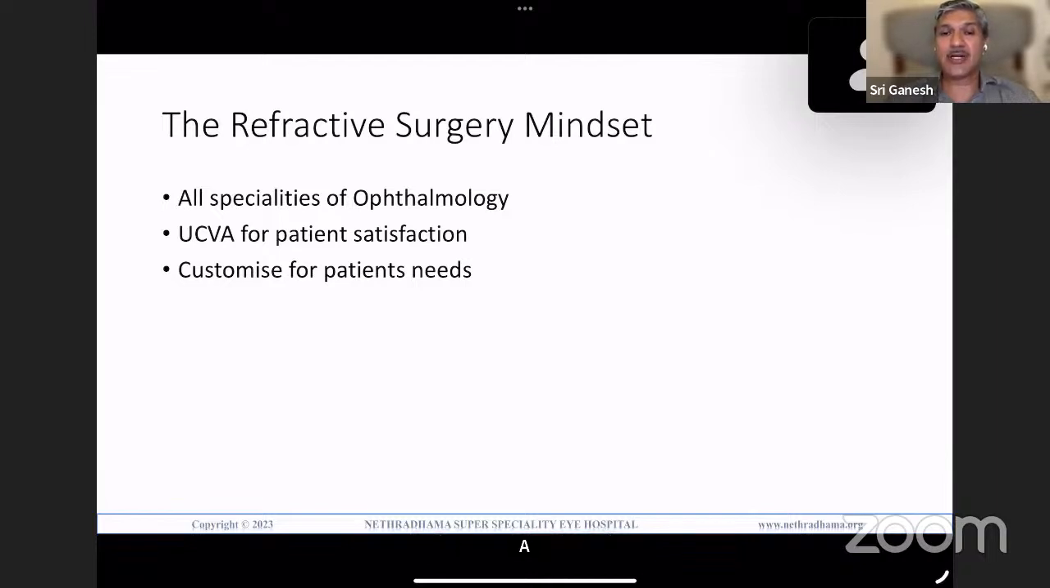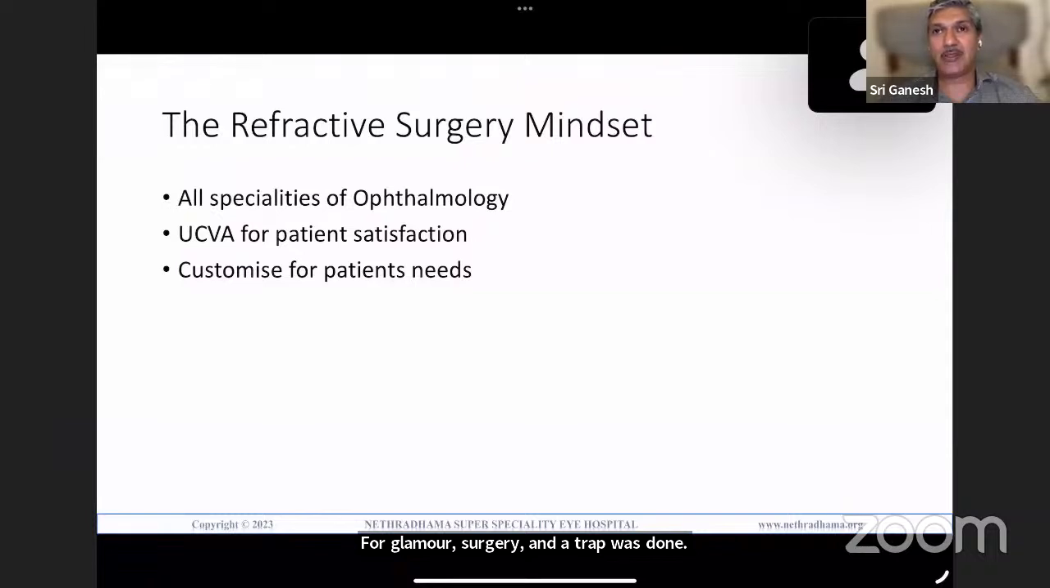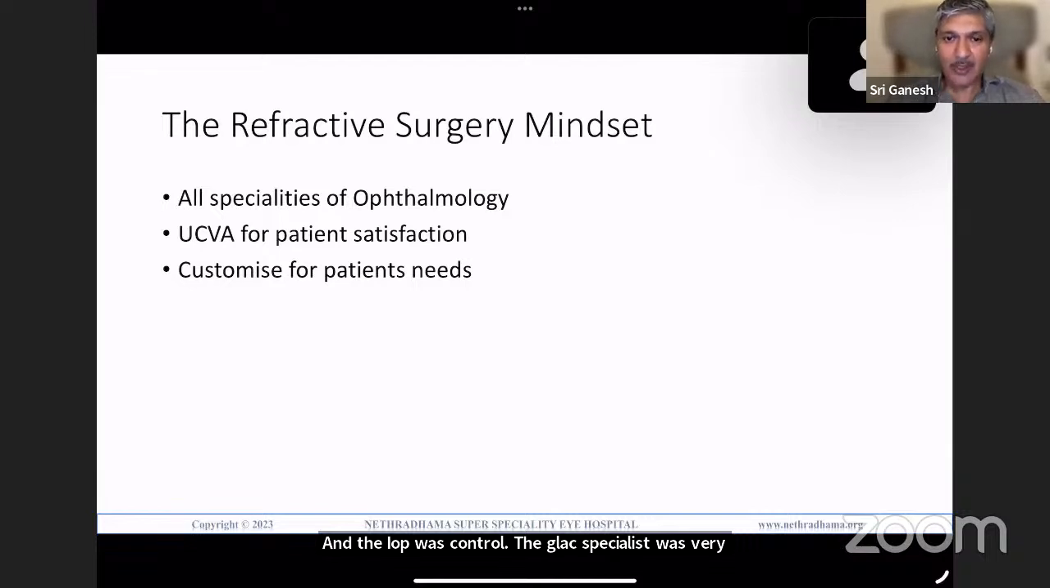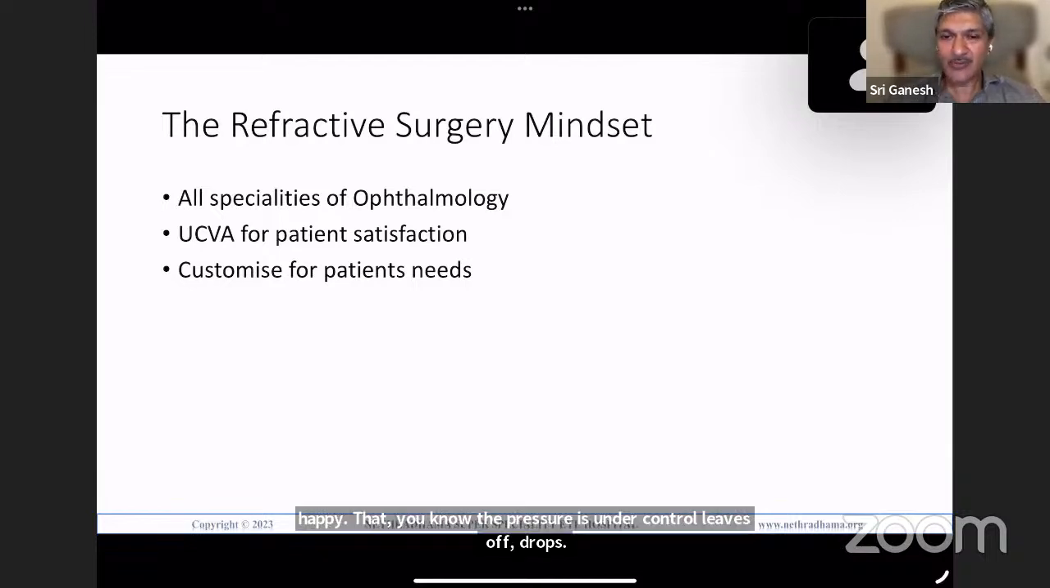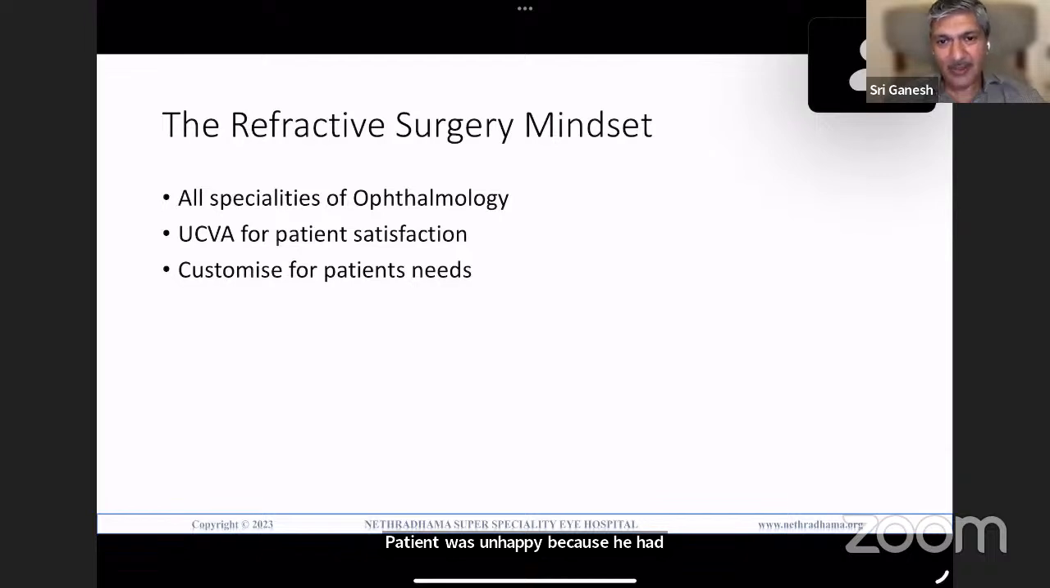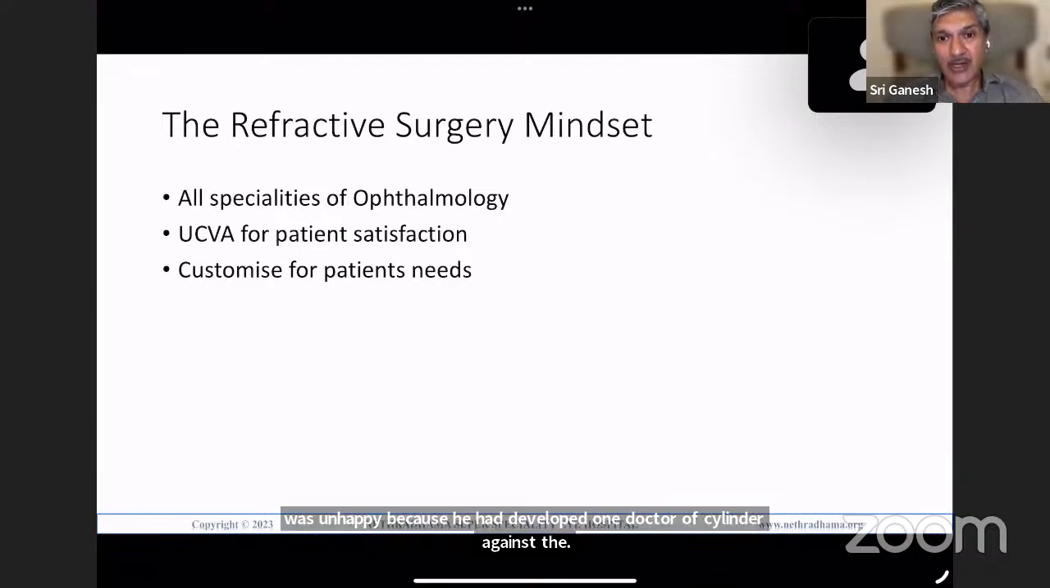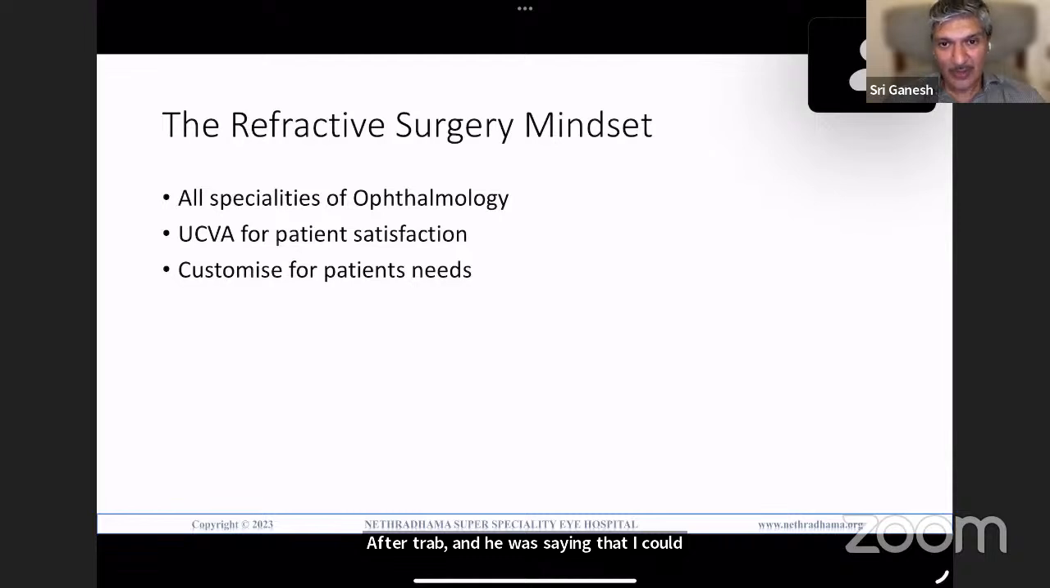Because sometimes, in different specialties, they don't look at this. I'll give you an example of a patient who had glaucoma. He came in for glaucoma surgery, and a trab was done. And the IOP was controlled. The glaucoma specialist was very happy that the pressure was under control. He's off drops. The patient was unhappy because he had developed 1 diopter of cylinder against the rule after trab. He was saying that I could see better, now after the surgery, I'm not able to see better.